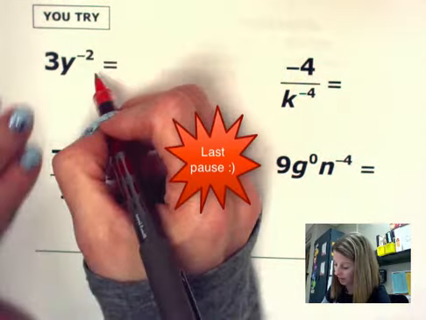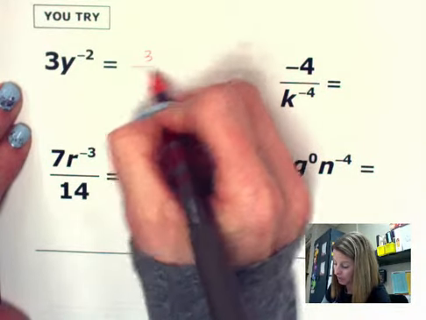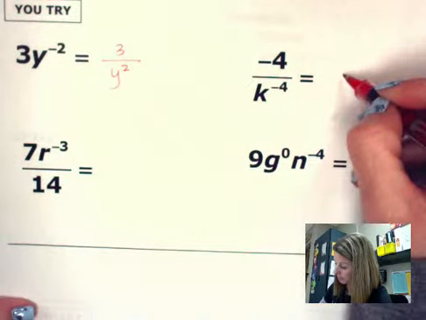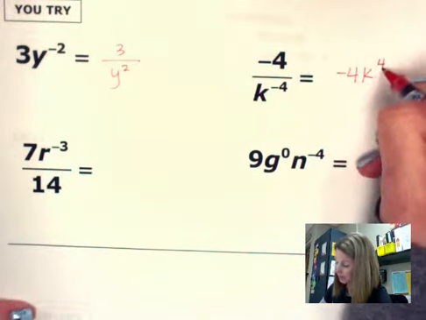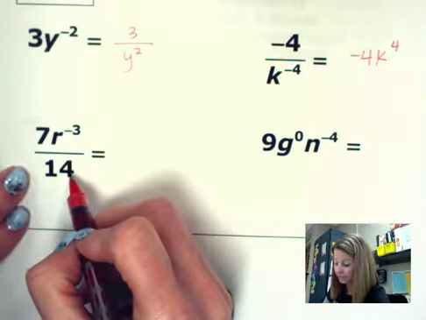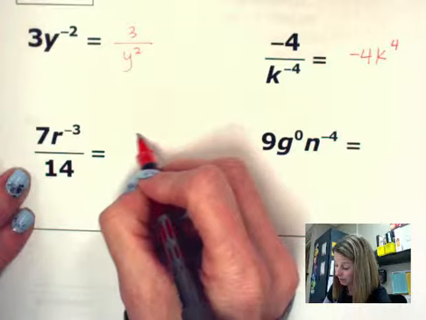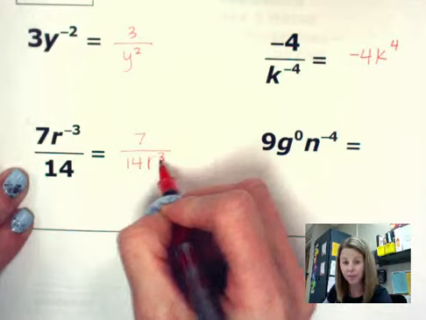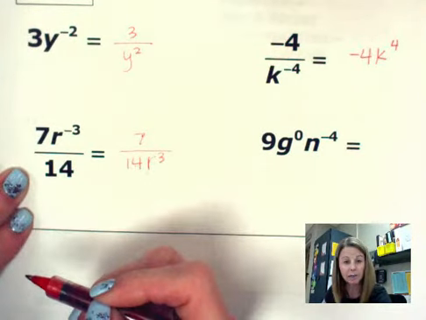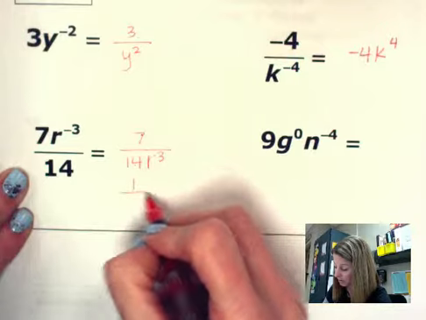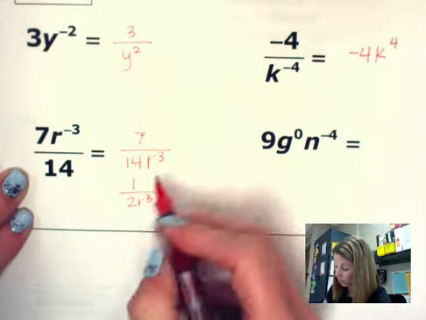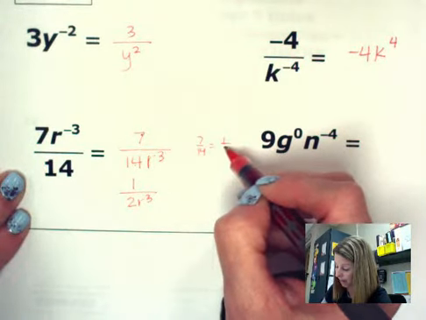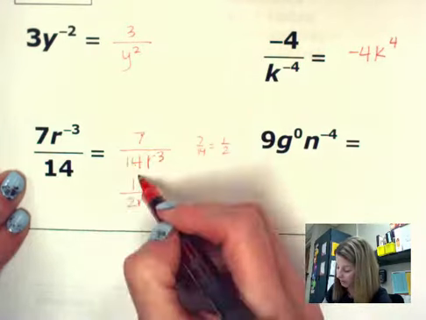All right, so we should have here 3 over y to the second power. Second one is going to be negative 4 times k to the fourth. Now this one's a little tricky. This one is going to be initially 7 over 14 times r to the third, but 7 over 14 reduces down. A 7 goes into both of them. So it really turns out to be 1 over 2r to the third, because 7 over 14 is the same as 1/2. So I want to reduce my fractions down.